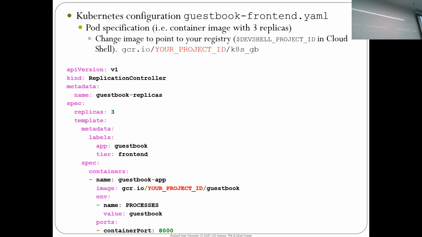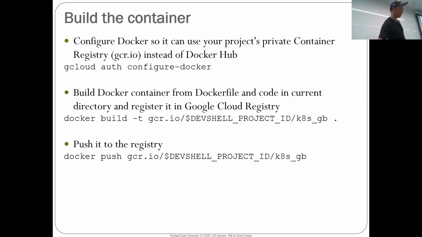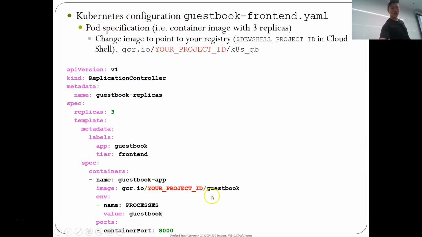If you look at guestbook frontend.yaml, actually, I think that might just be guestbook.yaml now. This is the pod specification. So this is the thing that's running those 3 replicas. I say I want 3 of these pods, and the container that's running inside of this guestbook is gcr.io, then your project ID, /guestbook, which is, wait, no, all right, this should say K8s.